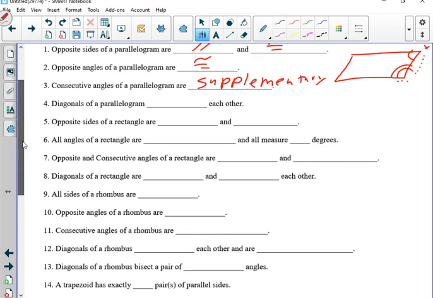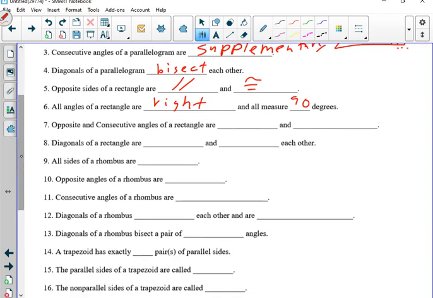Diagonals of a parallelogram bisect each other. That means they cut each other into two equal sections. Opposite sides of a rectangle are parallel and congruent, which is pretty much the same as number one. All angles of a rectangle are right and measure 90 degrees. You can also say they're all congruent, I guess.